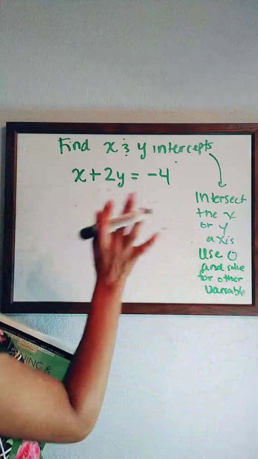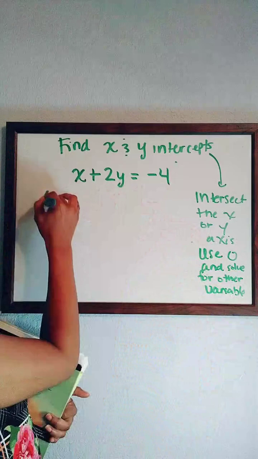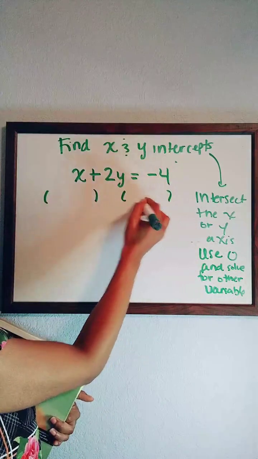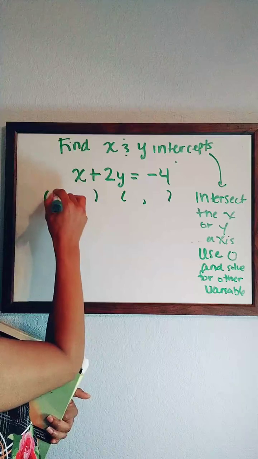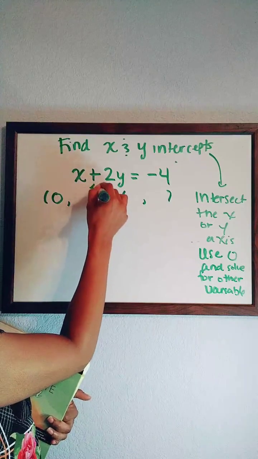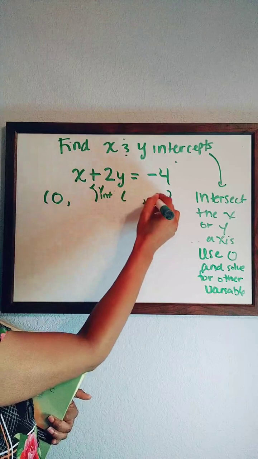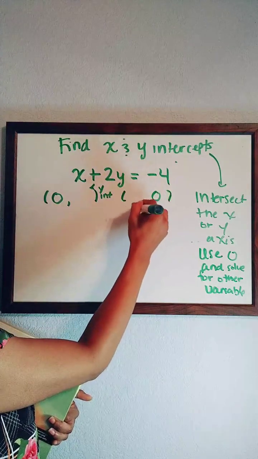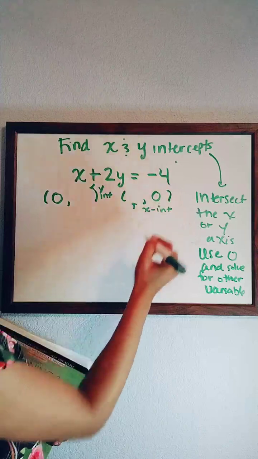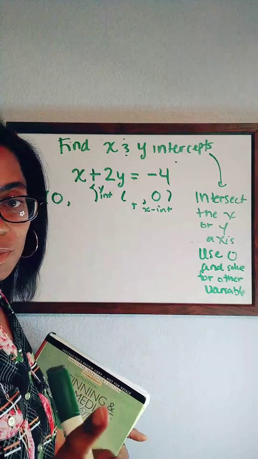Okay, wait, hey. So we're going to do the x and y intercept. Like I said, we always have to insert a 0. If I put a 0 right here, then I'm looking for the y-intercept. If I put a 0 over here, then I'm looking for the x-intercept. You only do one at a time.